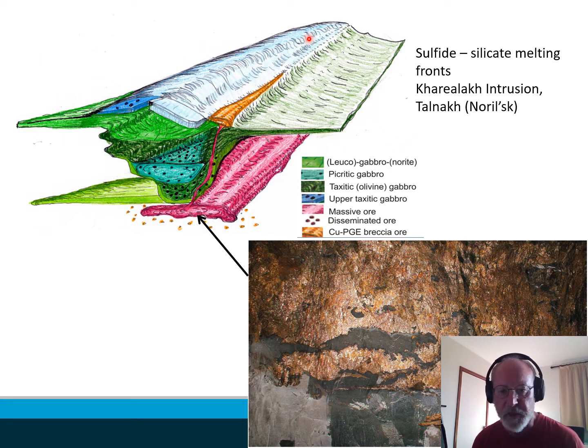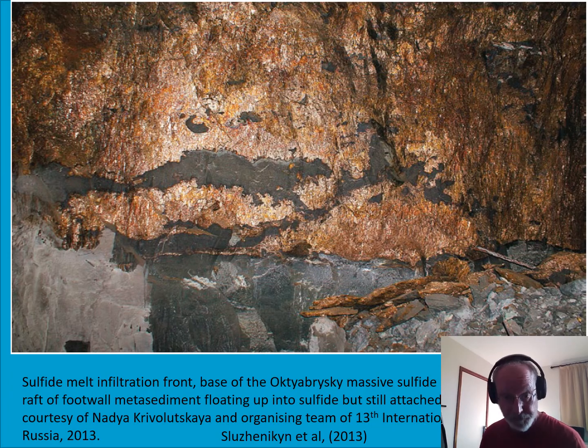And one of the features that they show is the beautiful development of infiltration melting fronts down at the bottom, where they're in contact with sedimentary country rocks. So let's have a look at that in a little bit more detail. This is the base of one of these ore bodies. Sulfide here in the goldy colors, and this material down here is an argillite. It's basically a shale. And the sulfide is penetrating along the foliation or the bedding of the shale, and bits of it are peeling away.